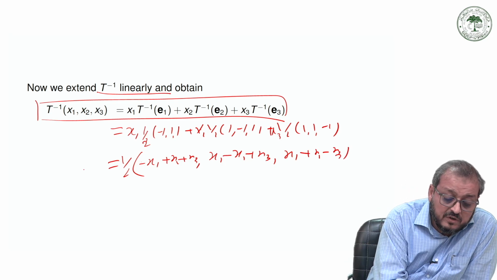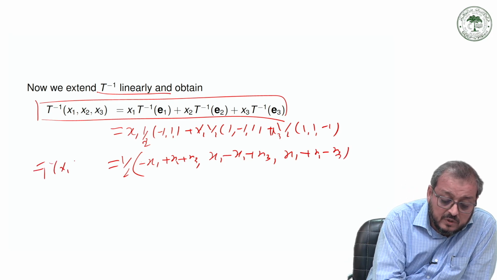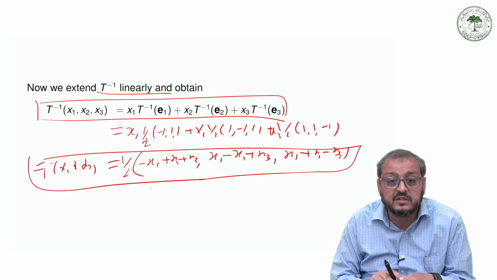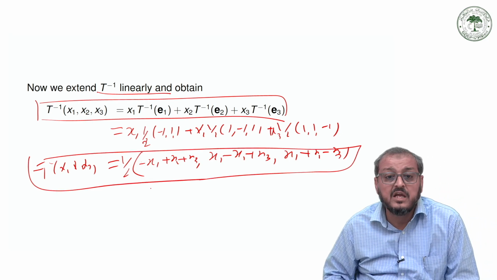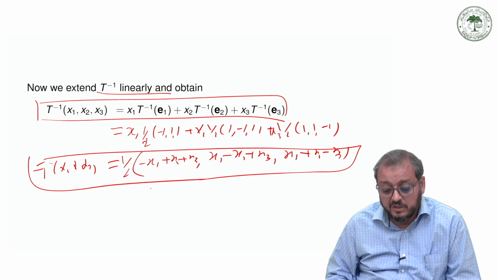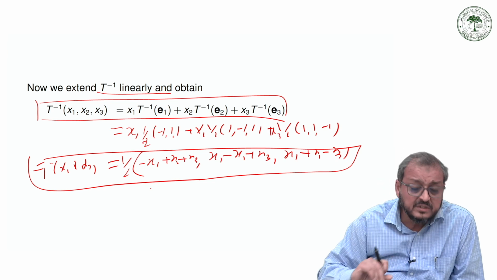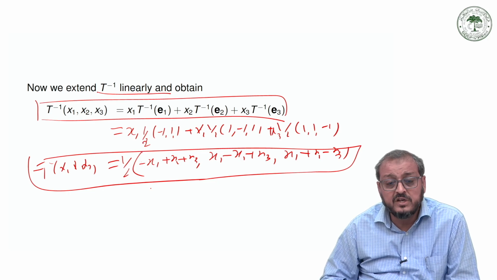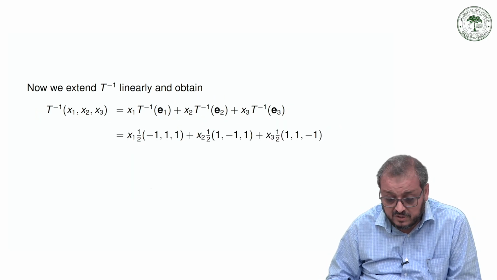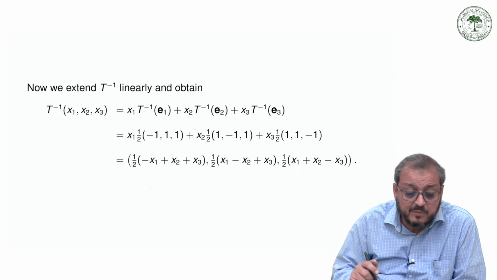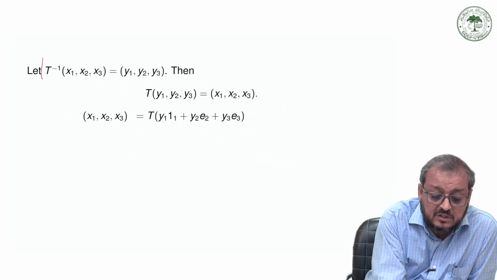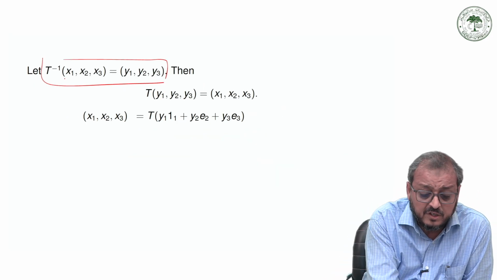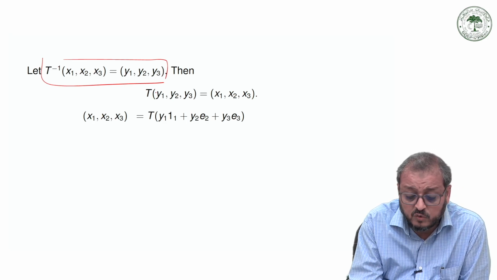So, this means T inverse of (x1, x2, x3) is in this form. So clearly we have obtained T inverse in this form. This is one of the methods we have directly. Another method is to assume that T inverse of (x1, x2, x3) is equal to some element (y1, y2, y3). Now, by the definition of T inverse, T of (y1, y2, y3) can be written in this form.